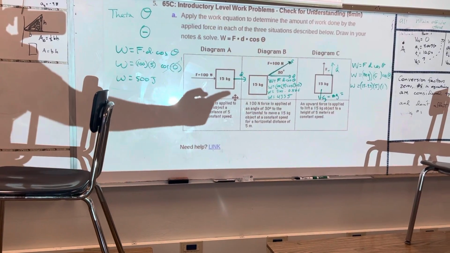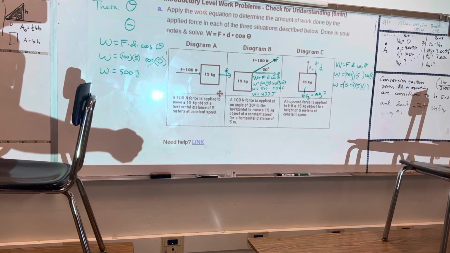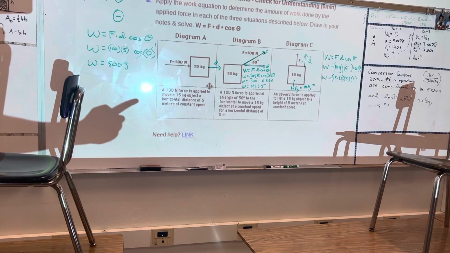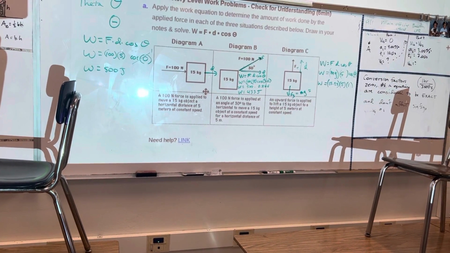For our next one, over here, diagram B, we're now applying a force at an angle. Maybe this is you taking your luggage through the airport, right, and pulling kind of upwards at an angle. Maybe this is you pulling on your dog's leash. Maybe this is, who knows.